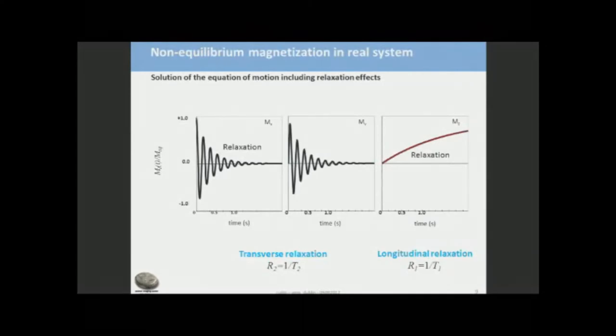The signal decays, and it decays by so-called relaxation processes. And we have to consider two relaxation processes, which are essential in MRI. One is the transverse relaxation, so the decay of the transverse signal, and one is the longitudinal relaxation, the recovery, essentially, of the Z component of our magnetization. And interestingly, the relaxation times for this process and for this process are not identical, which is one of the strengths of MR. You have different parameters which characterize the signal.